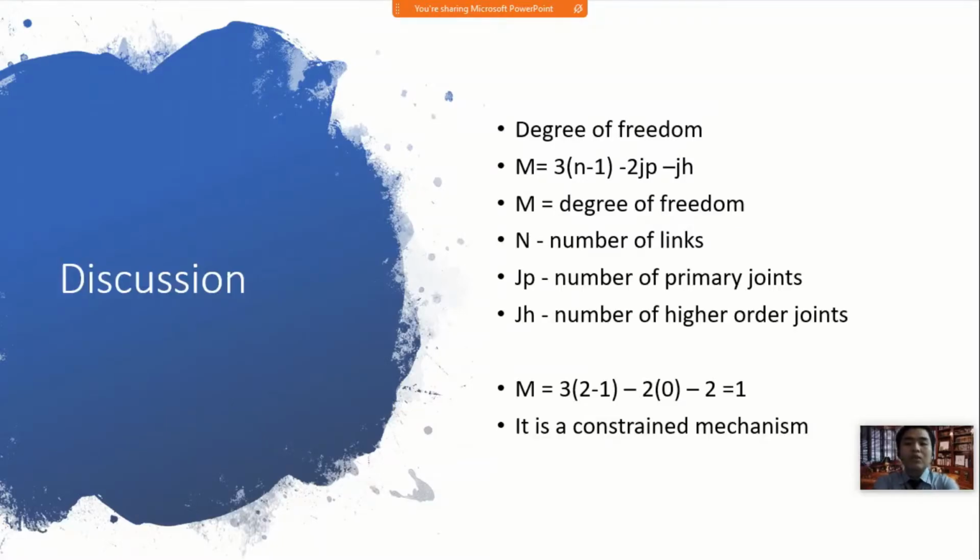Before we can proceed to the calculation in order to find the torque output, the power output, the efficiency, the linear velocity output, first of all we need to determine the degree of freedom by using the formula of m equal to 3(n - 1) - 2jp - jh. After we substitute each of the components into the formula, we will get the degree of freedom is equal to 1, which also means it is a constrained mechanism.